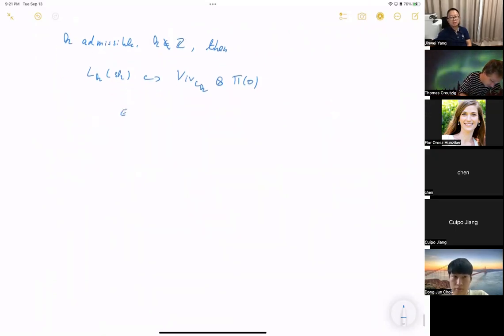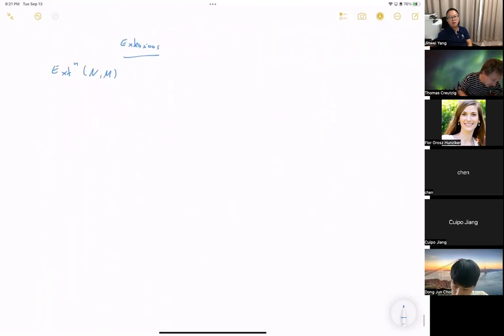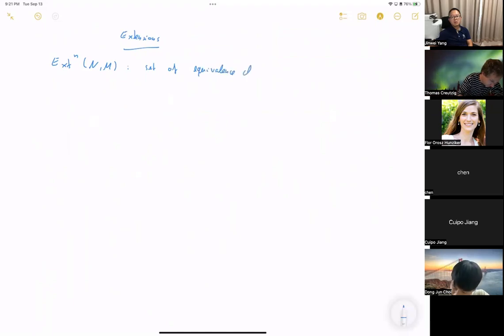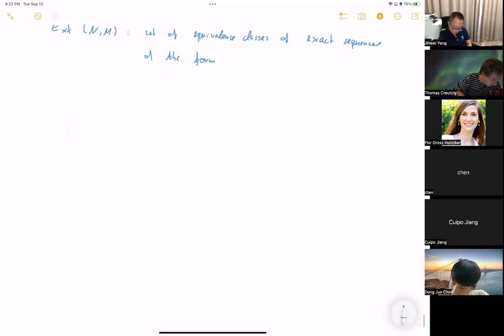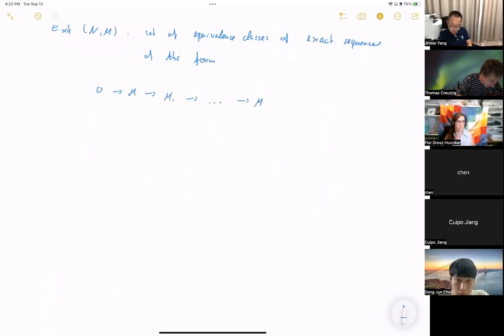So this means we now want to talk about extensions of modules more explicitly or more specifically. So first of all, for two modules, what do we mean by the Ext group, Ext^n of two modules? Well, we mean the set of equivalence classes of exact sequences, of non-trivial exact sequences. Of course, we ignore the ones that are equivalent to ones that split, of the form M is the first one that appears, and then we have n intermediate modules, and then an N. So we have equivalence classes of exact sequences of this type.